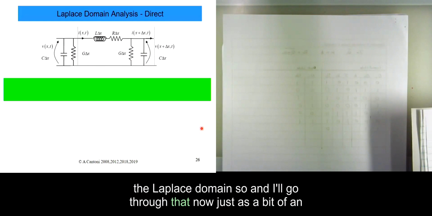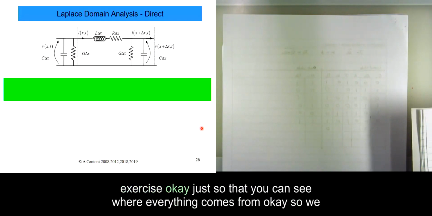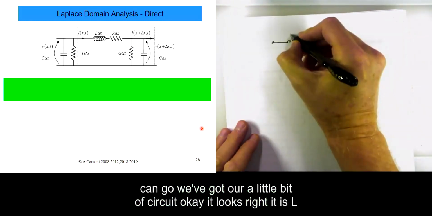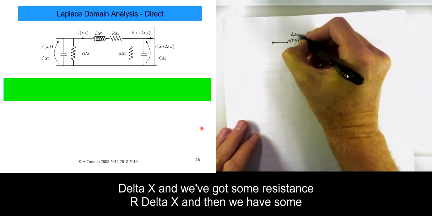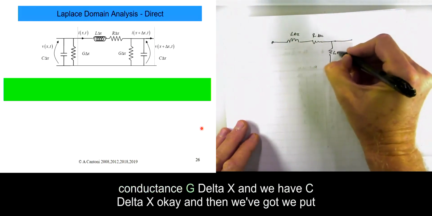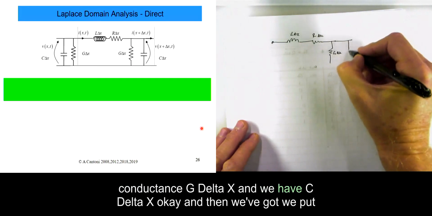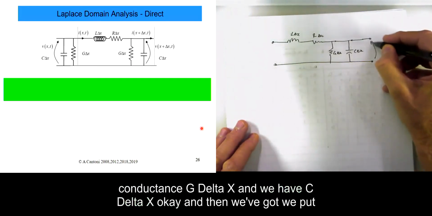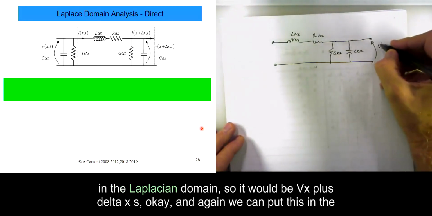I'll go through that now, just as a bit of an exercise, so that you can see where everything comes from. We've got our little bit of circuit. It has an inductance L delta x, some resistance R delta x, some conductance G delta x, and a capacitance C delta x, and we put this in the Laplace domain.